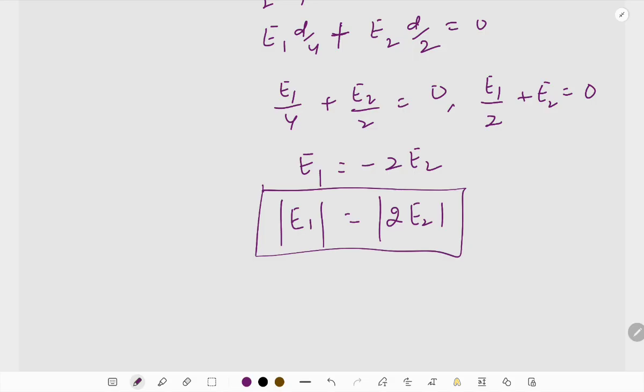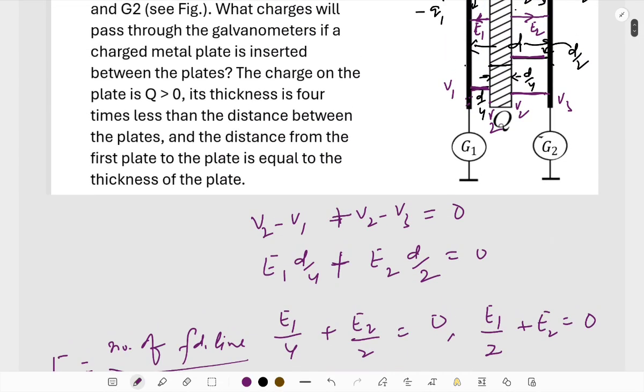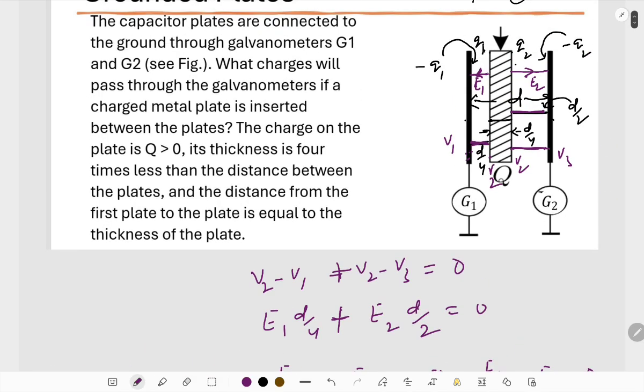And now if you want, you can always use the idea of electric field lines. You know that the magnitude of electric field is written as the number of electric field lines divided by cross-sectional area at a point. And here the electric field E1 is in this direction, so its cross-sectional area is perpendicular to it, and E2 is in this direction and its cross-sectional area is perpendicular to it, and both are equal. Both cross-sectional areas are equal.